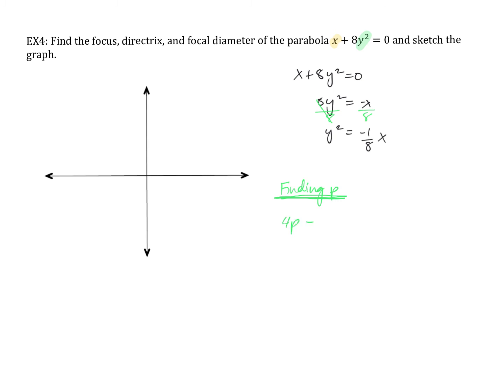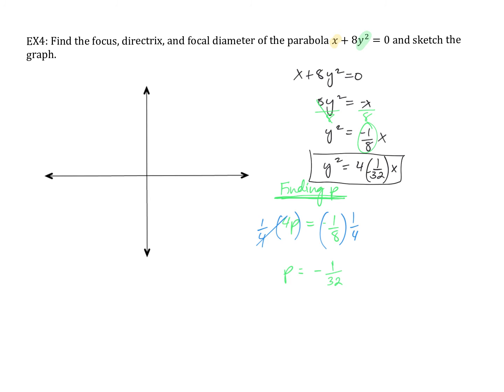Well, we know that 4p is supposed to equal negative 1 over 8. So to solve for p, multiply both sides by a fourth. And we find that p is going to equal negative 1 over 32. Okay, sweet, that's my p-value. Let's rewrite this: y squared equals 4 times negative 1 over 32, times x. All right, there we have our equation in the proper format. So now my vertex is still going to be at 0, 0. What is my focus?